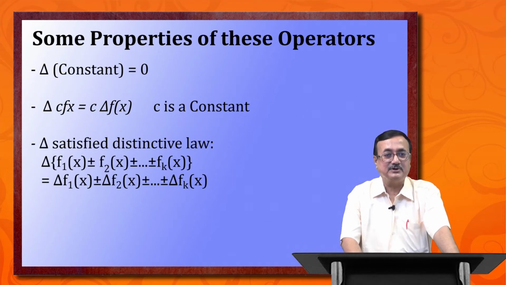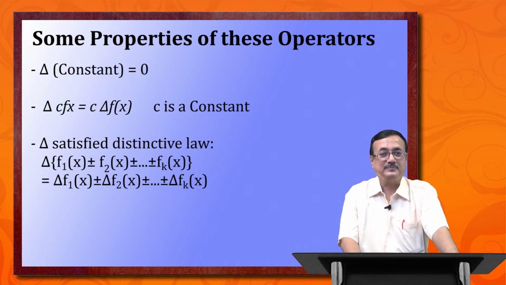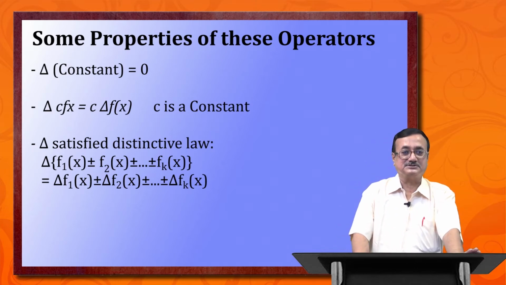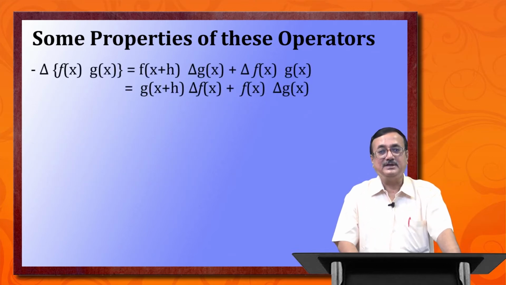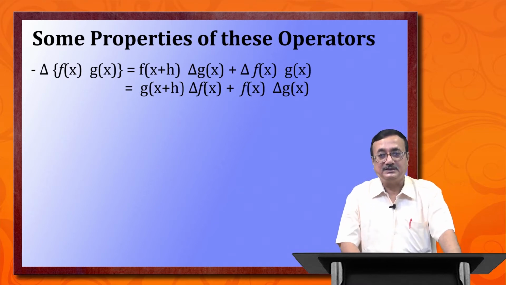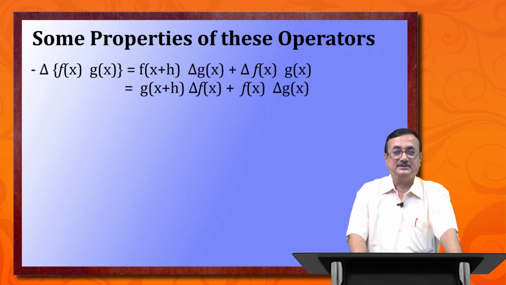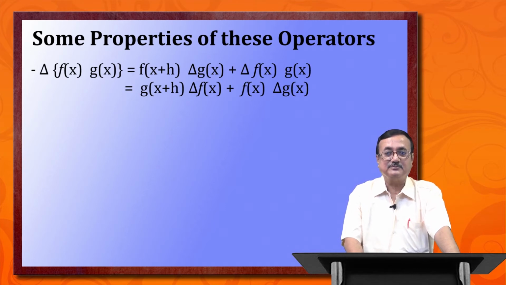Delta satisfies the distributive law. If we have f1(x), f2(x), etc., all continuous functions, then delta operated on their sum or difference will give us delta of f1(x) plus or minus delta of f2(x), etc. Delta on the product of two functions: if delta is operated on the product of two functions, say f(x) into g(x), then we will get f(x+h) into delta g(x) plus g(x) into delta f(x), that is, delta of f(x) g(x) is equal to f(x+h) delta g(x) plus g(x) delta f(x).